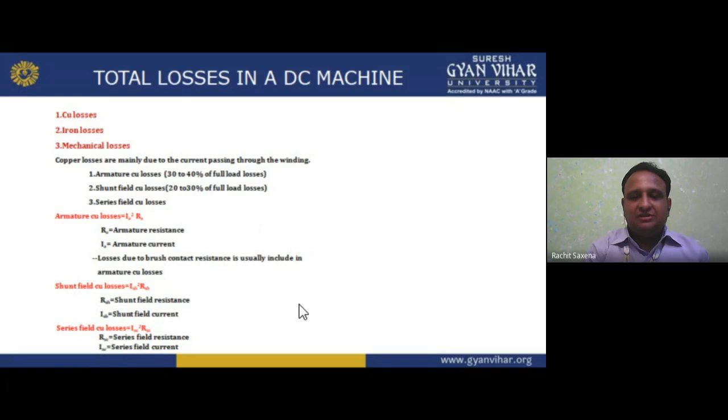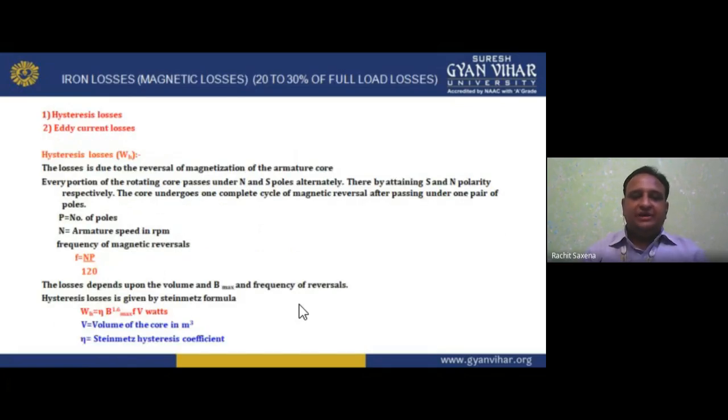I hope you understand. Now moving forward, iron losses are also known as magnetic losses. Now iron losses are basically what? Your magnetic losses, also known as core losses. Why am I calling it iron loss? See, I want to tell you one thing.